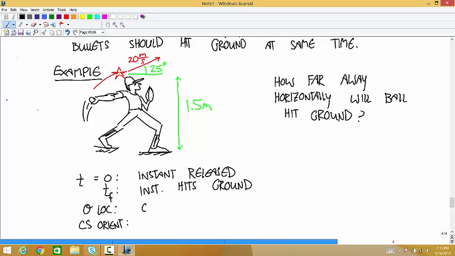The origin location is going to be on the ground beneath the release point. So that origin location is going to be right here. And the coordinate system orientation is going to be y-axis up. We're always going to do that. And the x-axis horizontal in the direction of motion.